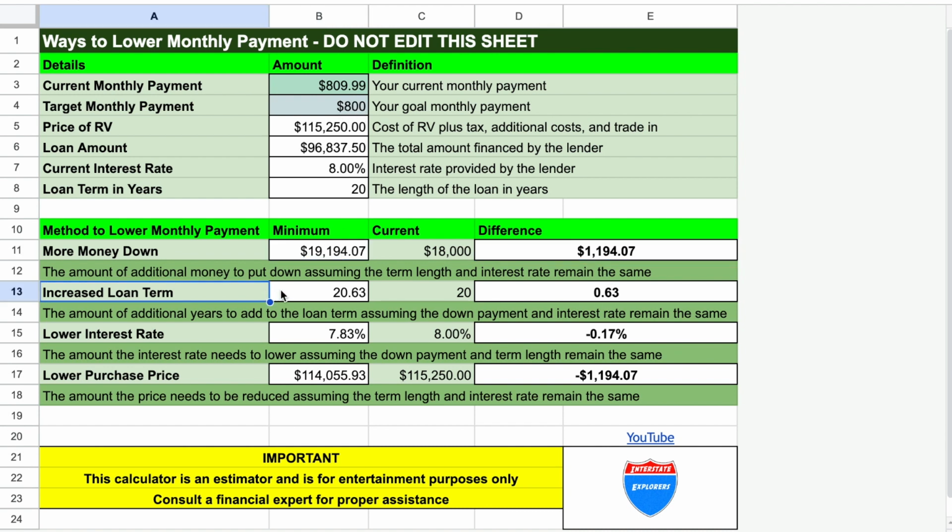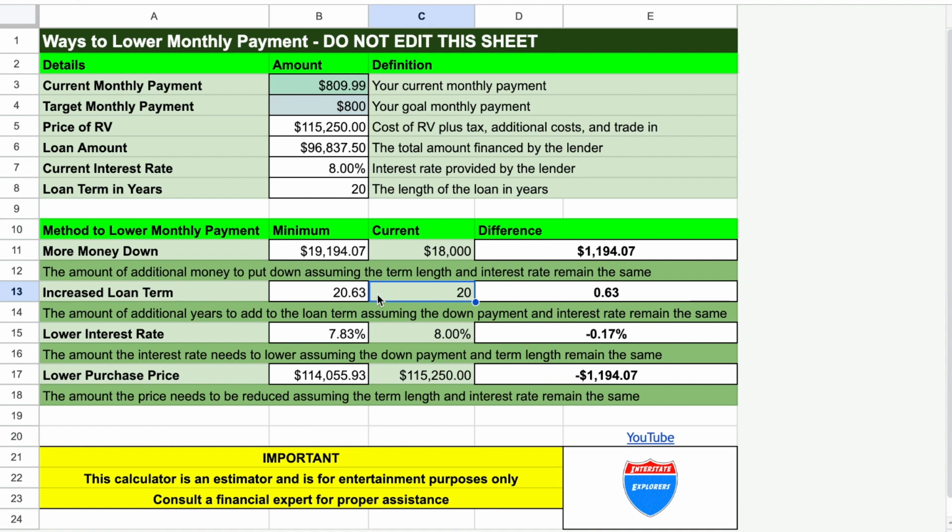You could increase your loan term as well. Currently, we're at 20 years on our loan, and if we added 0.63 years, so just a little bit over half a year, then we could also get our monthly payment down to $800. This one, based off this current condition, is unlikely to happen because I doubt they'll go over 20 years, and they certainly probably won't go to 20.63 years.